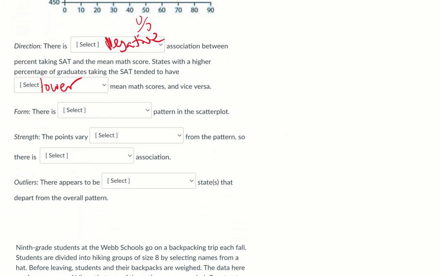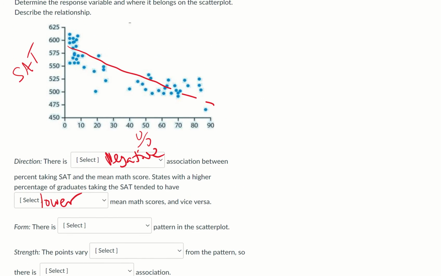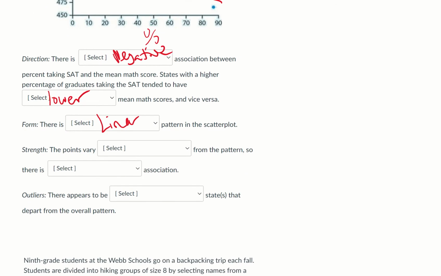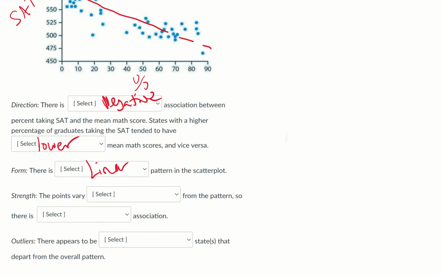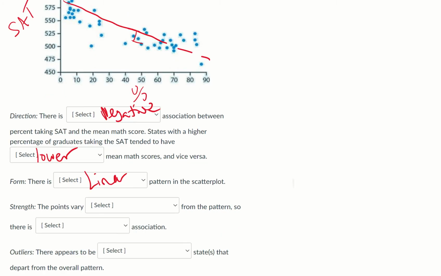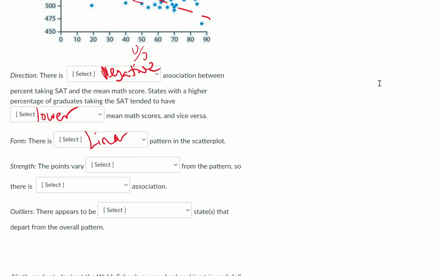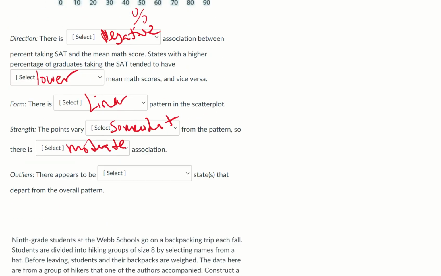So it says here the form. Is it linear or nonlinear? Well, clearly it looks like a linear pattern. It looks like a linear trend that I drew here. Strength: the points do vary somewhat from the pattern. So this will determine the strength. Okay, so we'll say that the points vary somewhat from the pattern. So there is a moderate association between those.